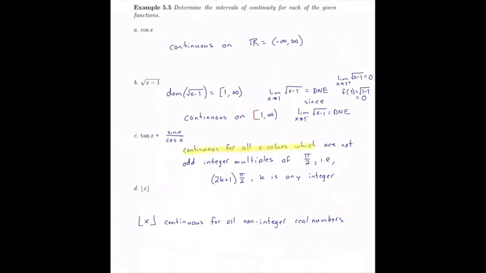So where is tangent of x not continuous, right? Tangent of x is continuous for all x values which are not odd integer multiples of pi over 2. In other words, what we're trying to point out are the values where cosine of x is equal to 0. So angles that we plug into cosine of x that make cosine of x 0 are angles like pi over 2, 3 pi over 2, 5 pi over 2, negative pi over 2, negative 3 pi over 2, and so on. And the way we wrote that back in trigonometry was to write (2k plus 1) times pi over 2, and k is any integer.